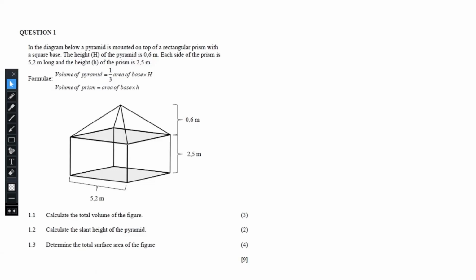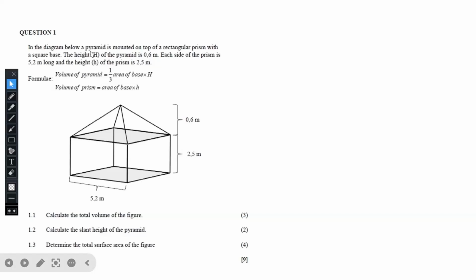Okay, so now we have this question here. It says, in the diagram below, a pyramid is mounted on top of a rectangular prism with a square base. The height h of the pyramid is 0.6 meters. So this is the pyramid on top here. And then each side of the prism is 5.2 meter long, and the height h of the prism is 2.5 meter, right? So it's telling us that this is a square base, right?